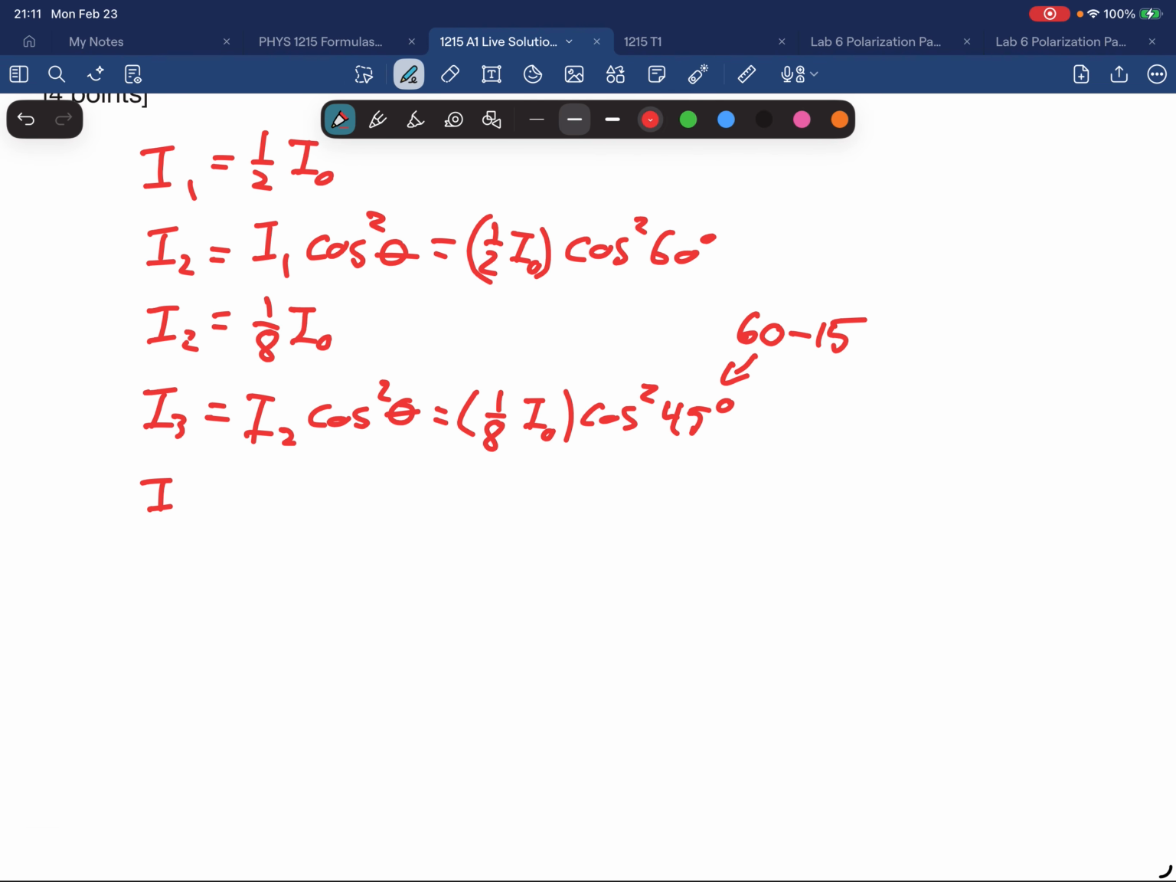Plugging all of this in, we get about 1/16 times I naught, or writing this in decimal form, 0.0625 I naught. We're going to take a look at just this number here.